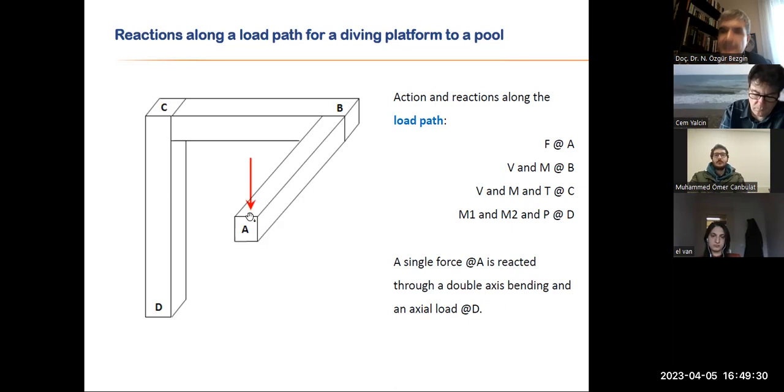And the force at point A, just the force at point A, generates a shear and a moment at point B. But this shear and this moment at point B generates a shear, a moment, and a torsion at point C. And the shear, moment, and torsion at point C generates biaxial bending, 2 moments at the base D, and an axial force. So this is a load path, taking this simple load that has manifested itself as 2 bending actions and 1 axial action at point D.